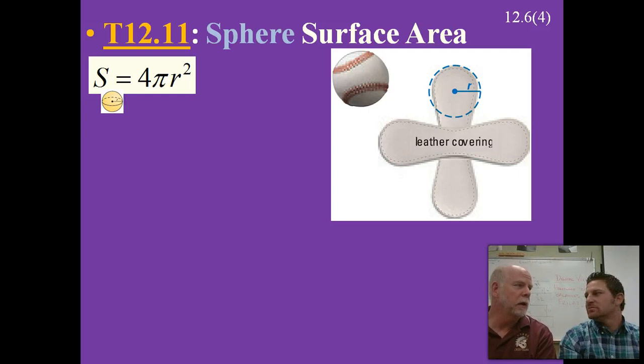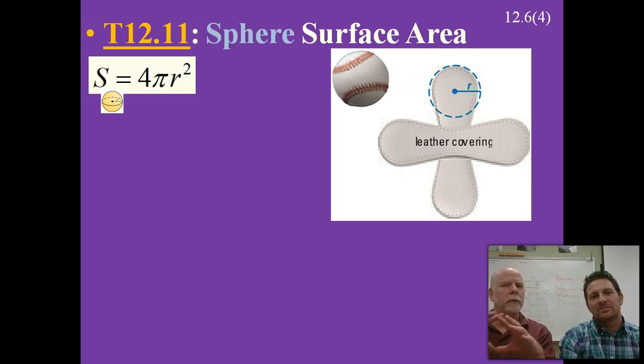Really, we're not changing a whole lot. We're plugging into formulas still. It's just pi r squared, and then just 4 of them. Some of these are kind of odd in how they came up with these formulas, but they're just formulas to plug in. And so that's the formula for the surface area of a sphere.